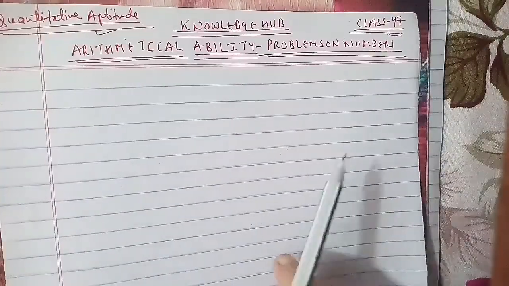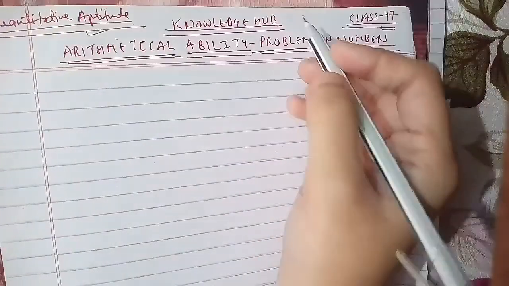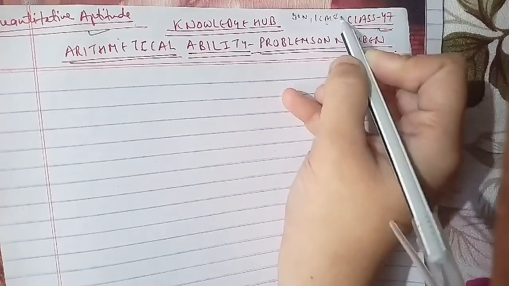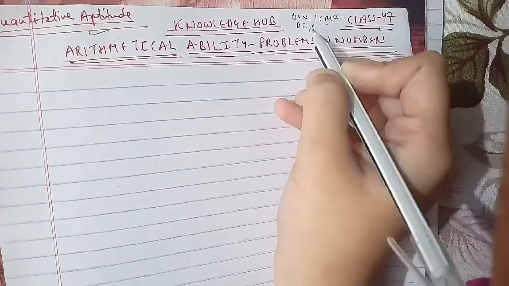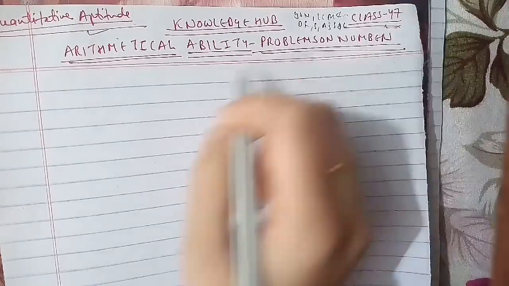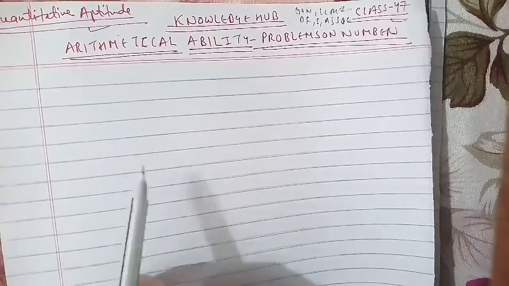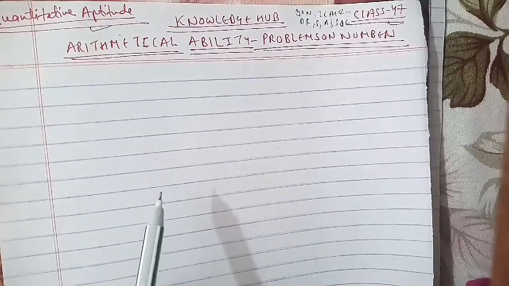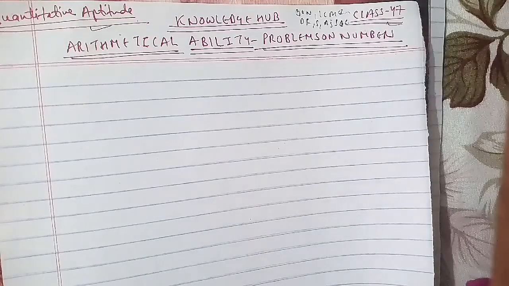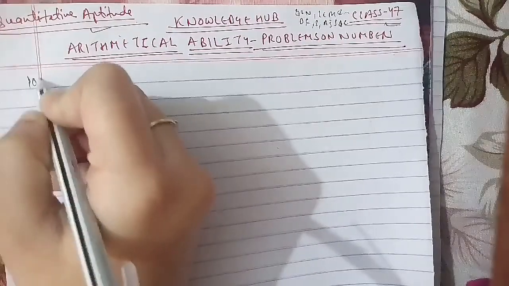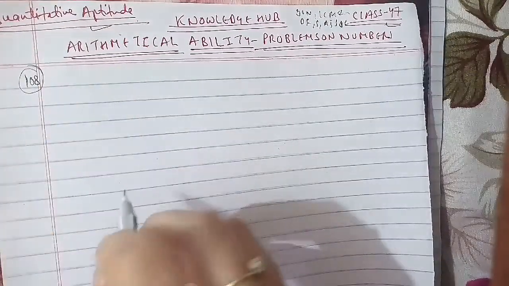In terms of arithmetical ability, we had done operations on numbers, LCM and HCF of numbers, decimal fraction, simplification, averages, square roots and cube roots as well. And then we had done problems on numbers, that is the seventh topic of the sessions. We had done 107 questions, and now today we'll start discussing the 108th question of the session, which is also an important one.